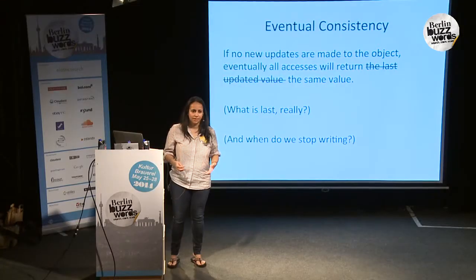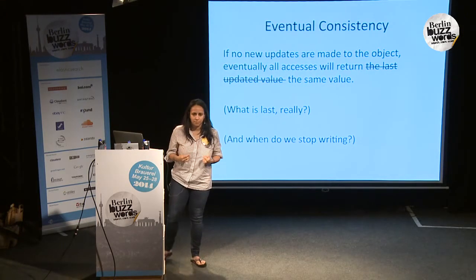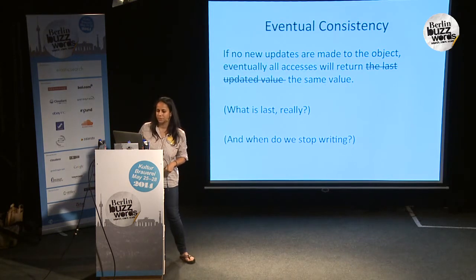And also, this is what always gets me about the definition of eventual consistency. When do we stop writing to things? Like, when do we just freeze and let the system coalesce? I don't think that actually ever happens in real systems. So eventual consistency is a very fuzzy concept.